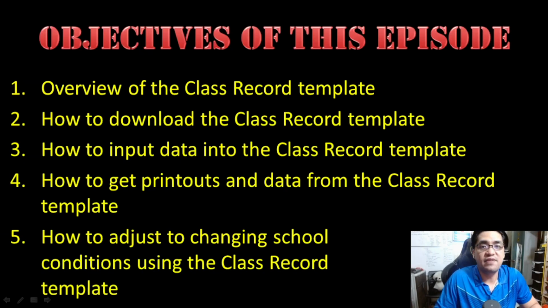These are the objectives of this episode. First, we're gonna have an overview of the class record template, and then we're gonna talk about how to download the class record template, and then we talk about how to input data into the class record template, and then how to get printouts and data from the class record template. And lastly, we'll talk about how to adjust to changing school conditions using the class record template.